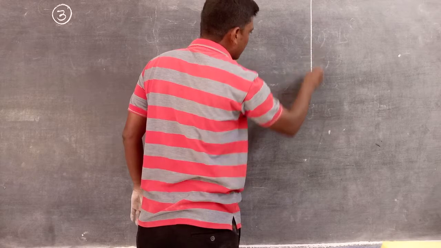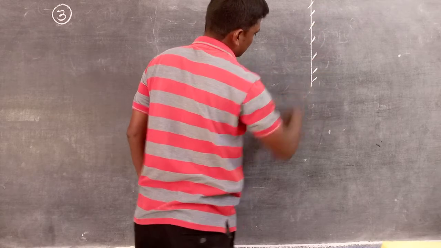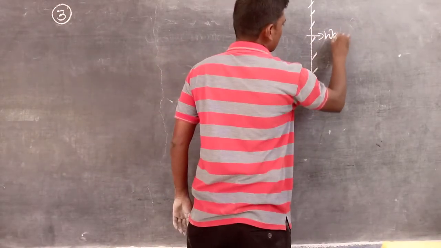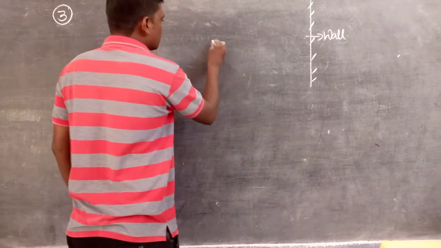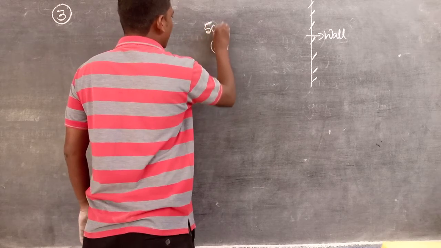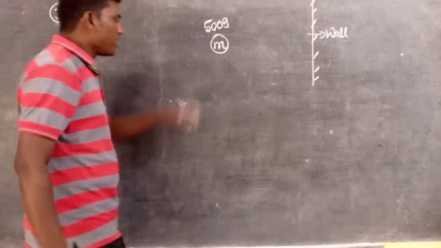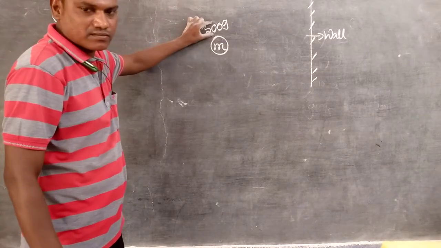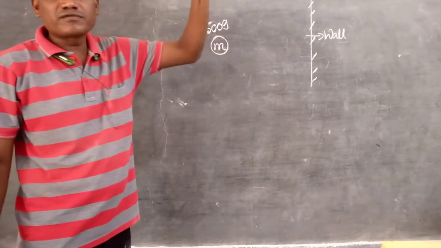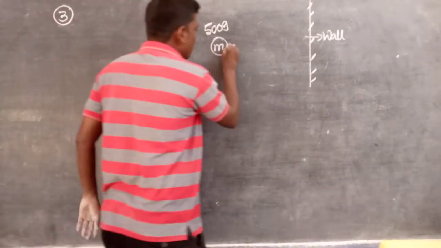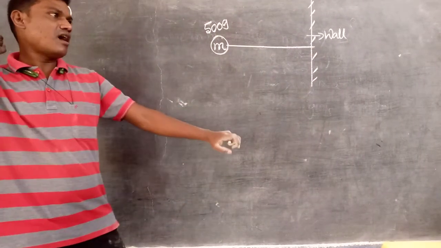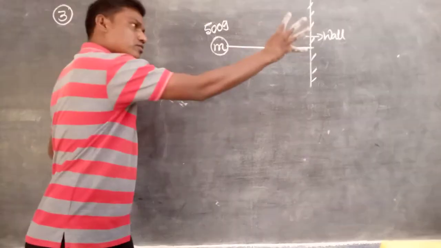Here listen very carefully. It is a wall, we can say that. A ball of mass m is there. What is its mass? 500 grams. The ball hits the wall with a speed of 20 meters per second. So now this ball will be thrown towards the wall. The ball of mass 500 grams will be thrown towards the wall.